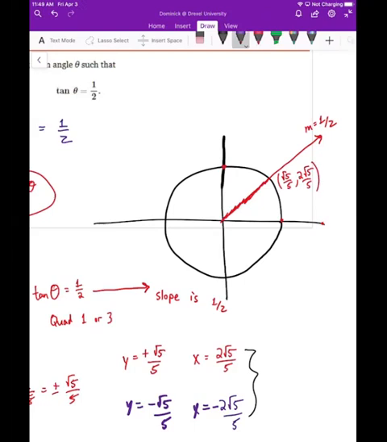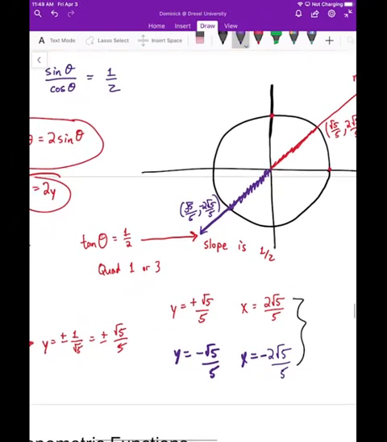Now the negative version is just coming down this way. All right, but again, since it's negative over negative, this becomes a positive tangent value. And this would just be the point negative square root of 5 over 5, negative 2 square root of 5 over 5. All right, so you can sort of see that that's one way that we can find that angle, right?